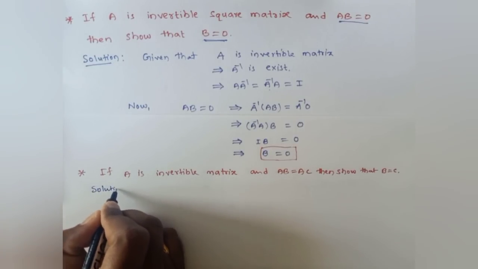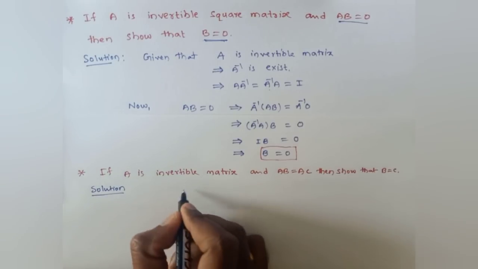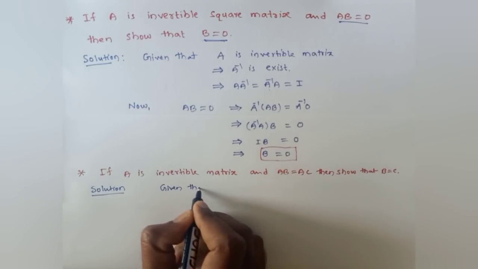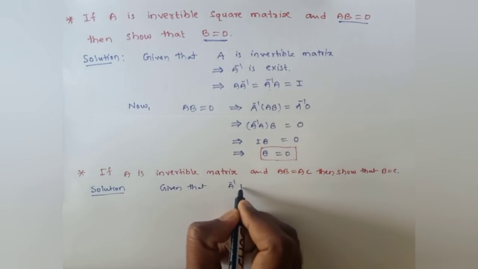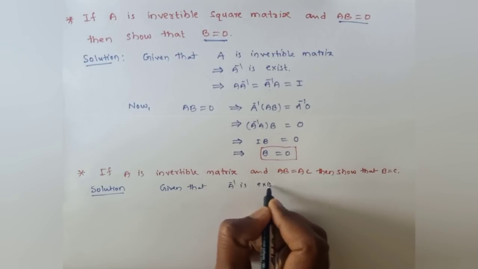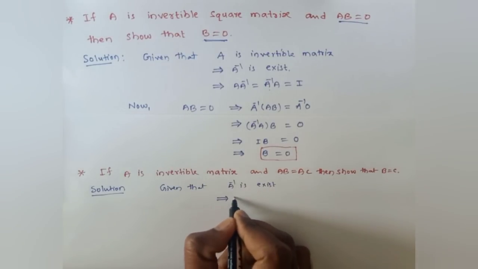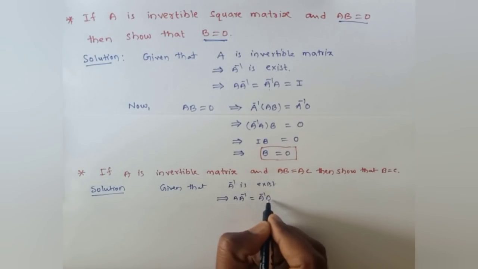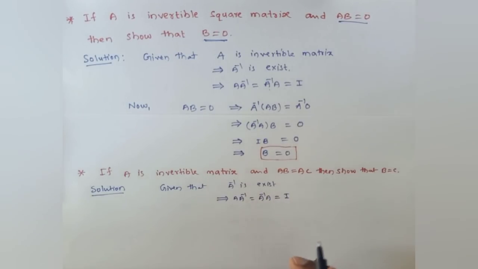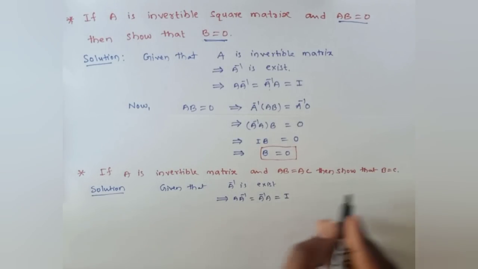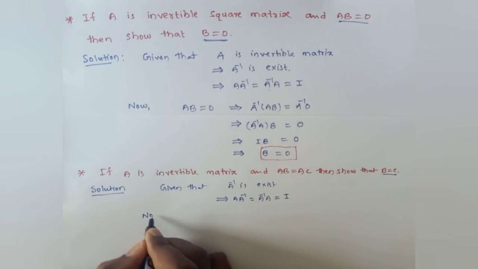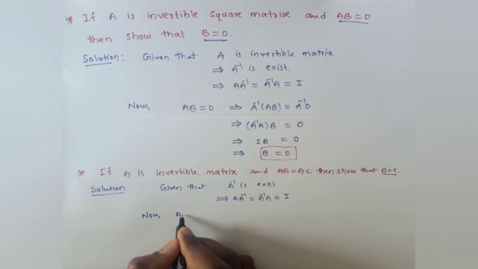So what is given? A is an invertible matrix. Invertible matrix means A inverse exists. So you are given that A inverse exists. That means when we multiply the inverse with A, or A inverse with A, we get an identity matrix. By using this condition, you need to show B equal to C, and here one more condition is given. AB equal to AC is given, right?